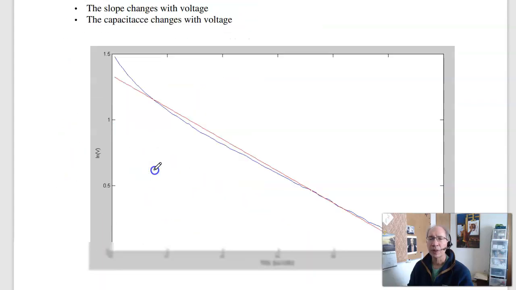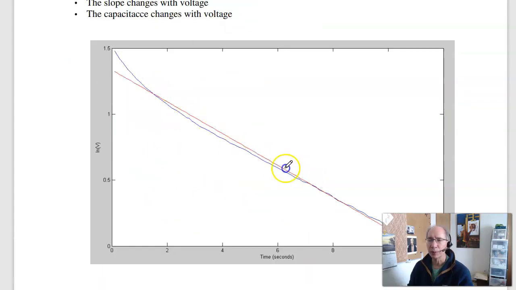If I plot voltage versus time and get the blue curve, what this tells you is this isn't a straight line. The slope tells you the capacitance. The slope is changing. That tells me that for this electrolytic capacitor, if I use it with reverse polarity, the capacitance changes with voltage. Something I didn't know. But anyway, that's what you get.